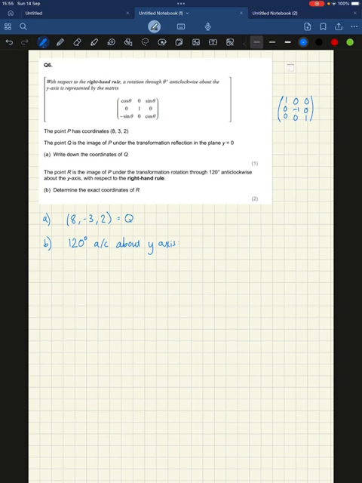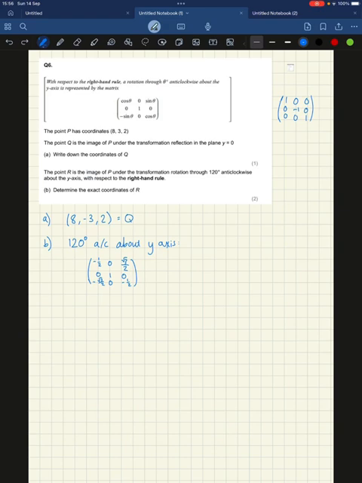Well, cos of 120 is minus a half, so it's going to be minus a half, 0. Sine of 120 is root 3 over 2. 0, 1, 0. And then minus sine of 120 is going to be minus root 3 over 2. 0. And then cos 120 is minus a half.